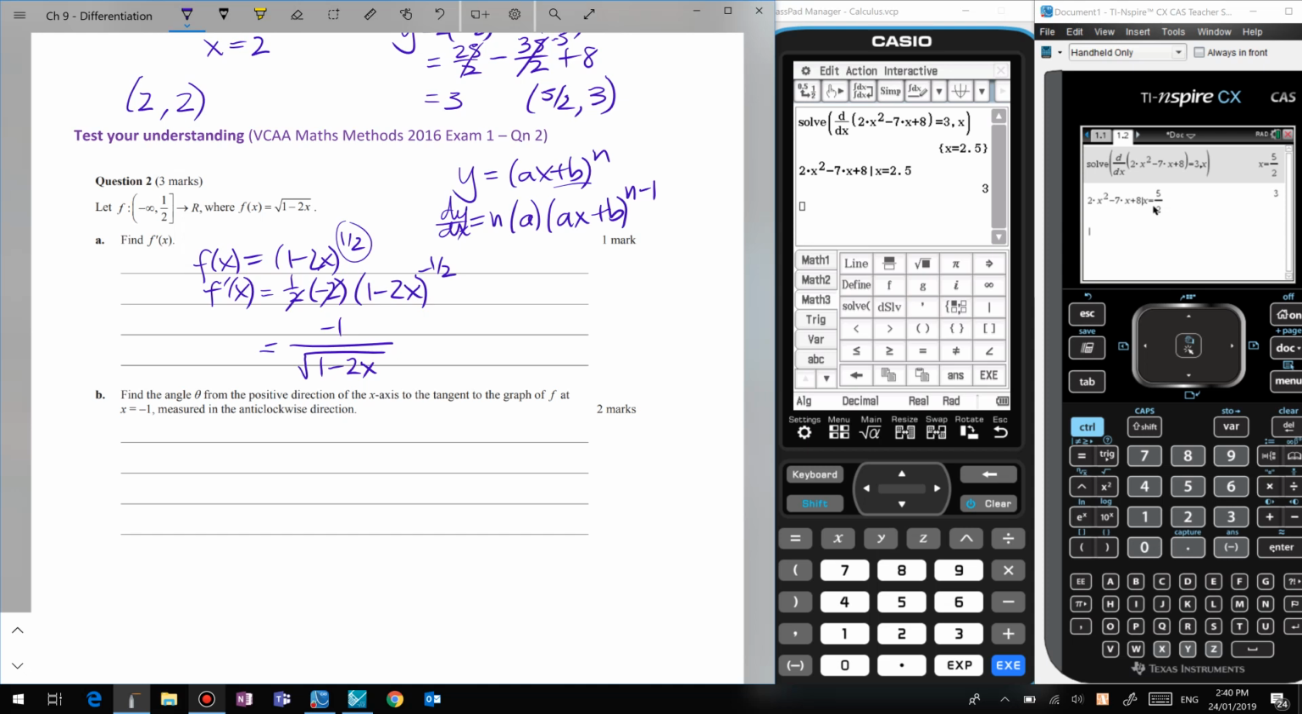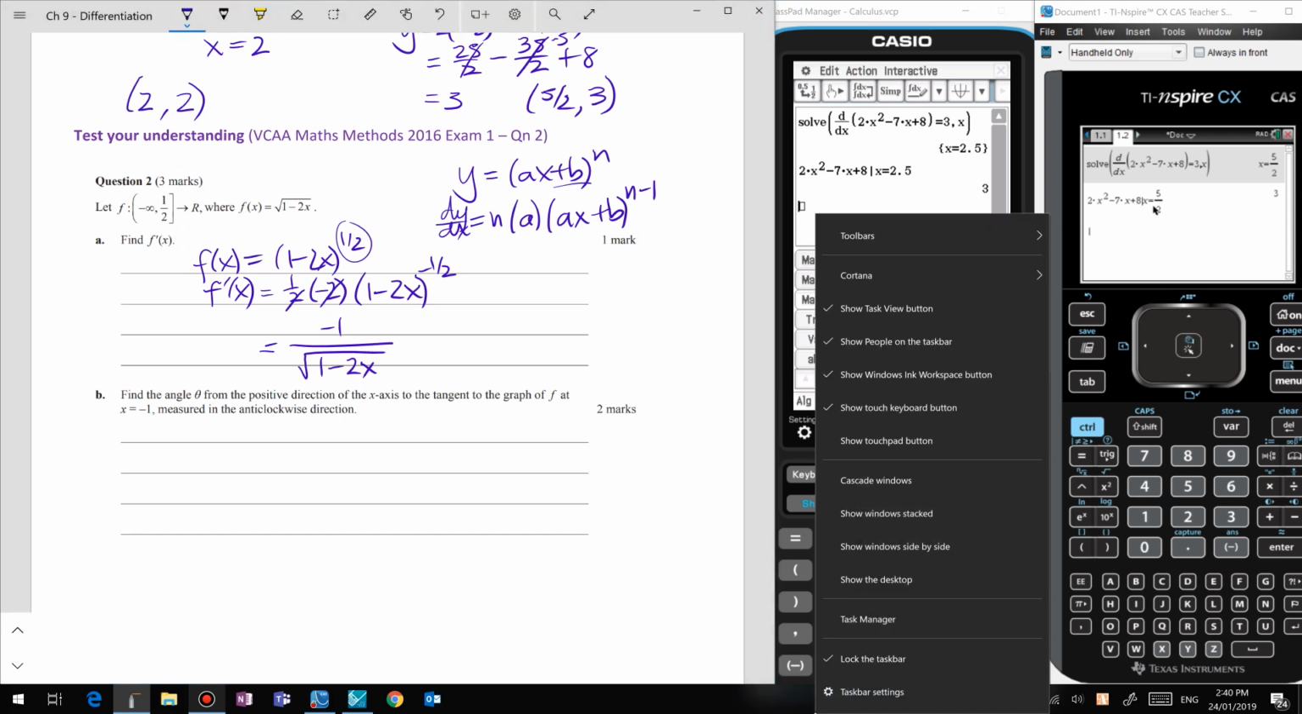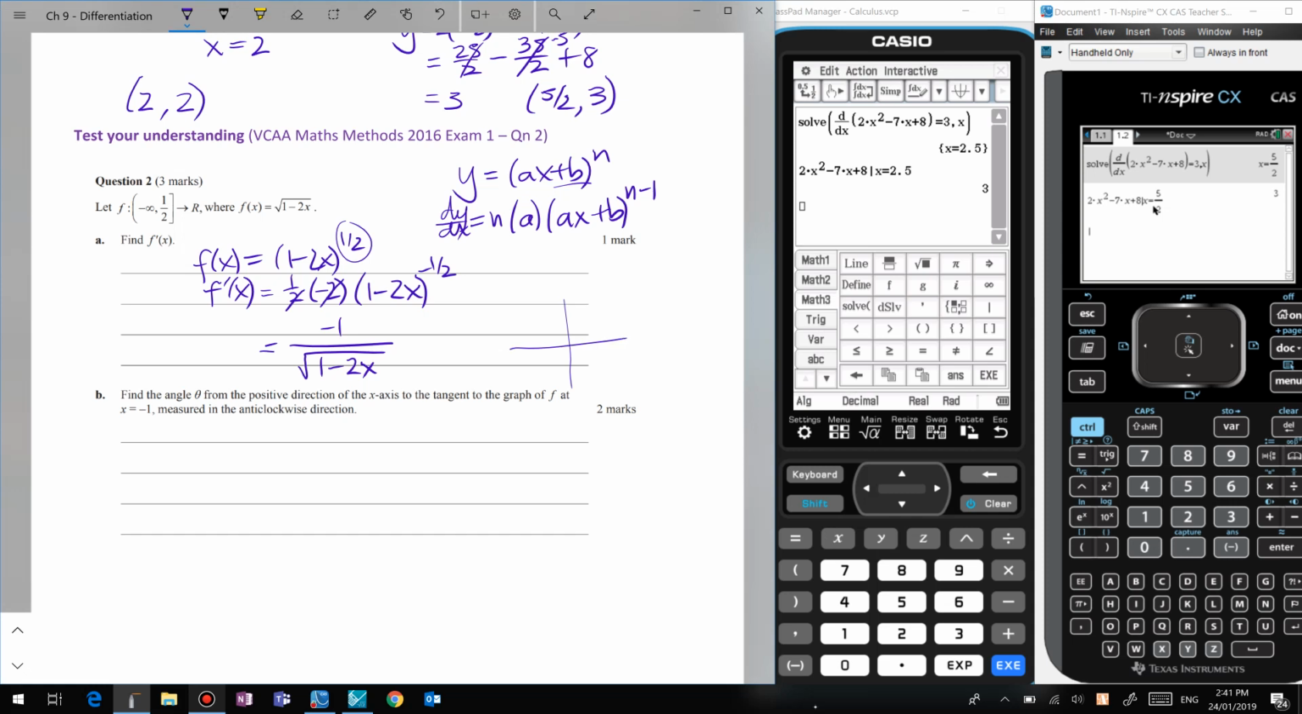Okay, find the angle theta from the positive direction of the x-axis to the tangent to the graph of f at x equals -1, measured in an anti-clockwise direction. So when x equals -1, whatever the tangent is, it might be something like that, we want to find the angle from the positive direction of the x-axis in an anti-clockwise direction.